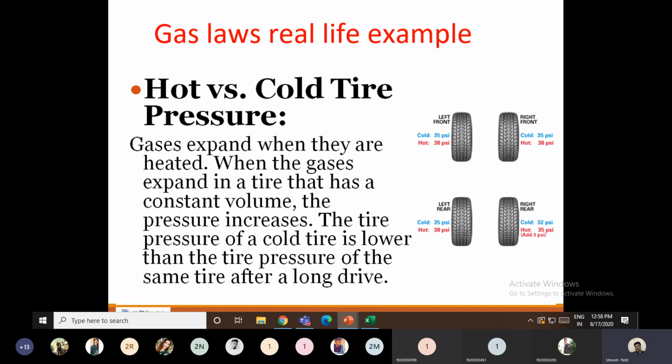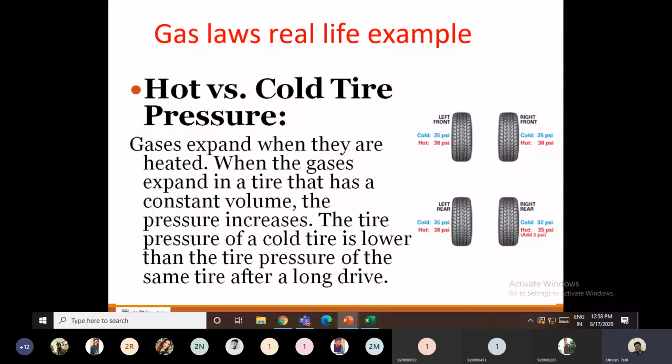You can unmute yourself. What is psi? Students, please answer. So pressure, pounds per square inch. Absolutely correct. Very good. Pounds per square inch is one of the units of measuring pressure. It is a British unit. So 30 to 35 psi is the normal range of air pressure in a tire.